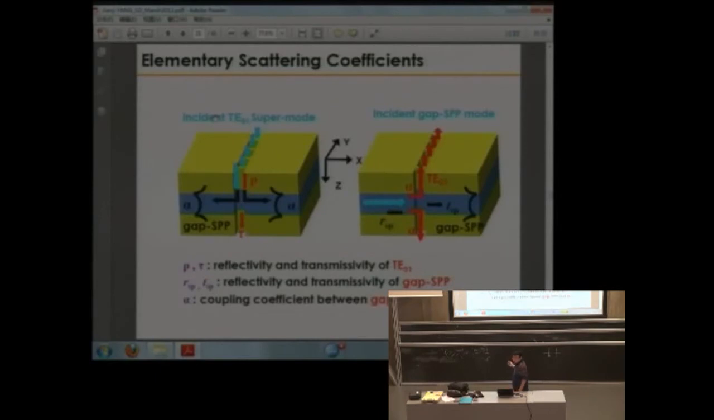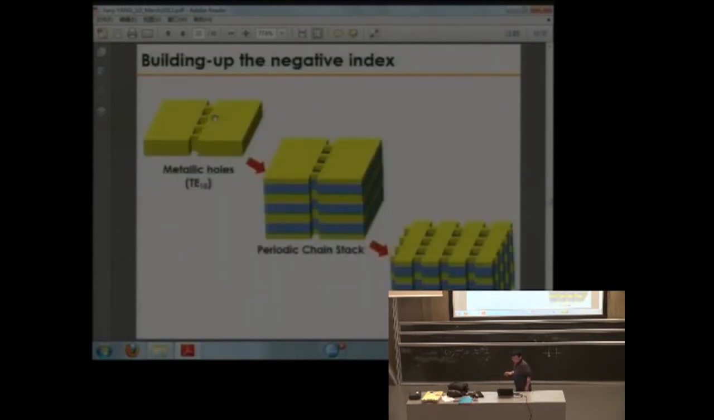And using fully vectorial calculation, we calculate the corresponding scattering coefficients of those two modes. Here, the reflection and transmission coefficients of those two modes are denoted by rho and tau, with subscripts SP and TE, respectively. What's more, those two modes can excite each other inside the structure. The coupling coefficient between them is denoted by alpha. In the following, I will show the building up of our analytical model.